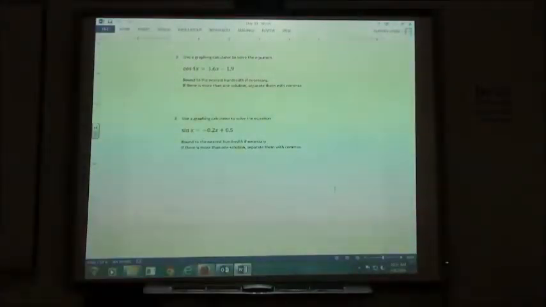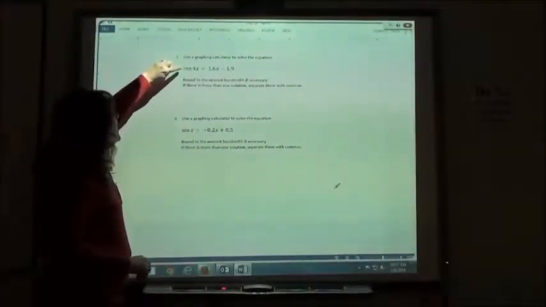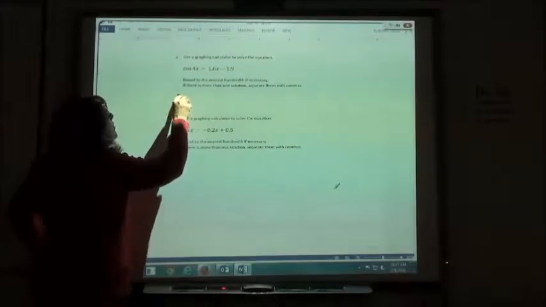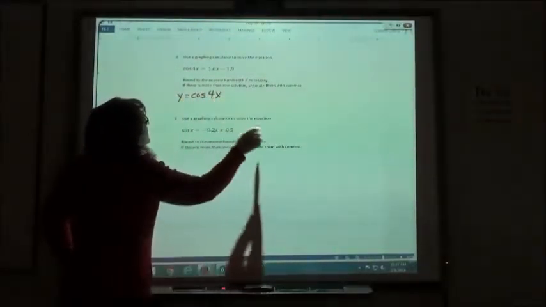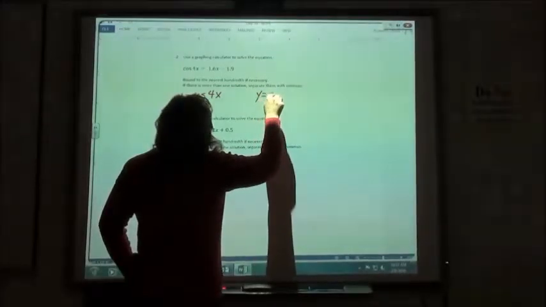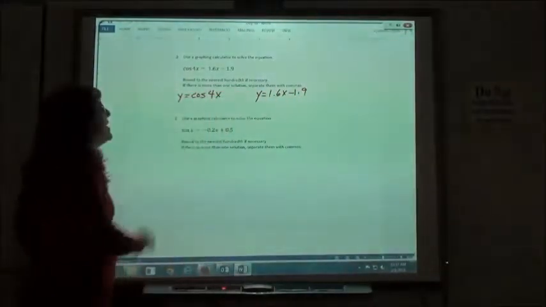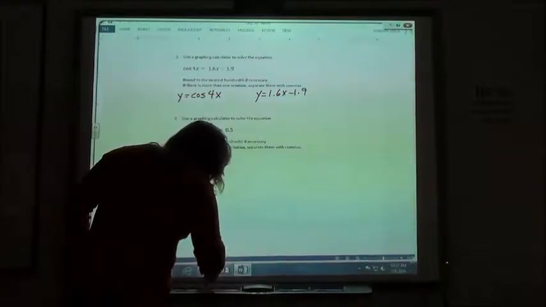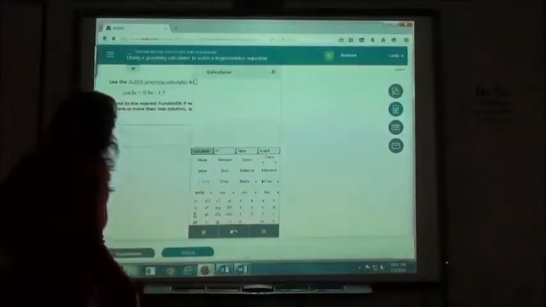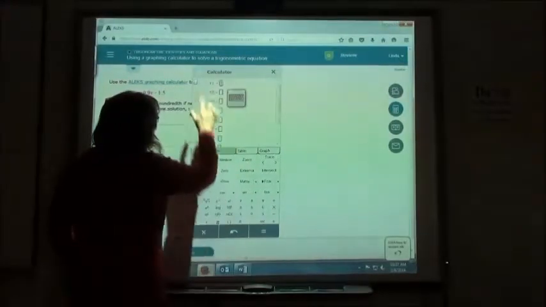All right, so number 2, again, we're going to use the graphing calculator to solve the equation, and we're going to type in two equations, the first one being y equals the cosine of 4x, the second one being y equals 1.6x minus 1.9, and we're going to find the intersections to find out where those two equations have a common solution. So if we go over to the Aleks graphing calculator, we are first of all going to hit our y equals to get to our graphing.